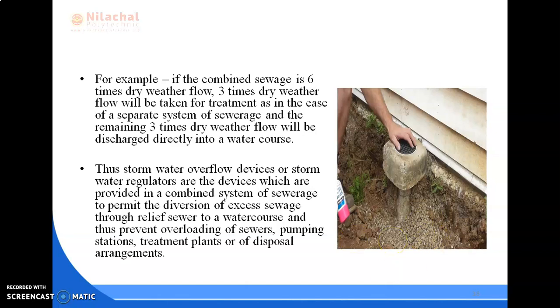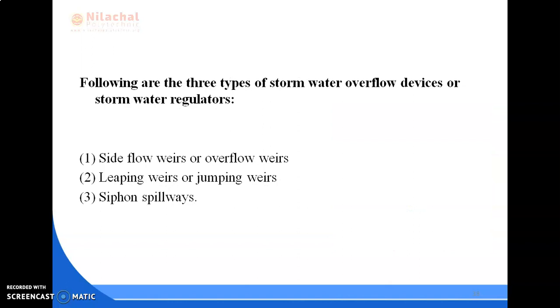The stormwater overflow devices or stormwater regulators are the devices which are provided in a combined system of sewage to permit the diversion of excess sewage through a relief sewer to a water course and thus prevent overloading of sewers, pumping stations, treatment plant or of disposal arrangements. Following are the three types of stormwater overflow devices or stormwater regulators. Side flow weirs or overflow weirs, leaping weirs or jumping weirs. Then the third one, siphon spillways.